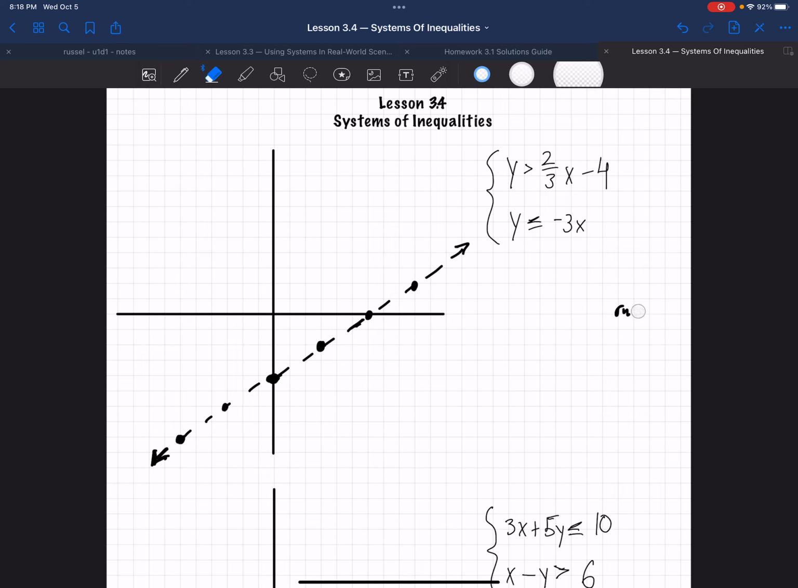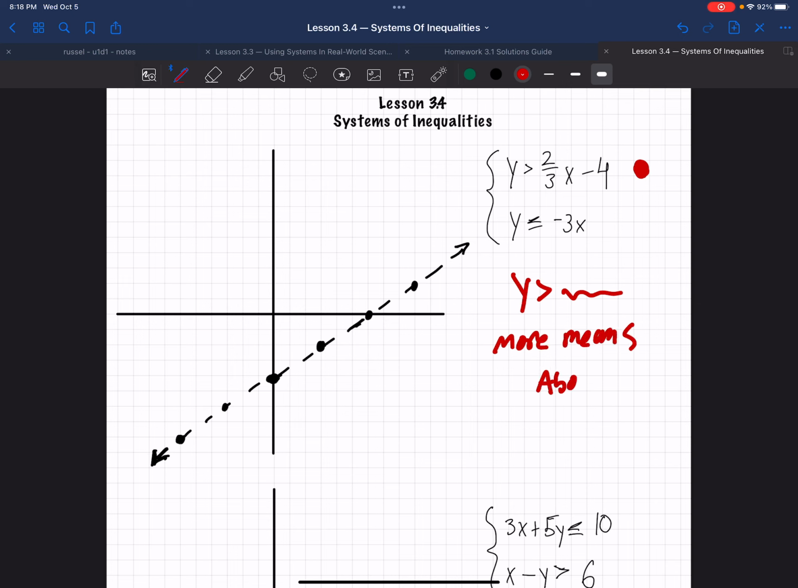But I want to shade this inequality. So I'm going to switch colors here. Let's use red. We'll use red for that inequality right there. For y to be greater than something, well, y is a vertical thing, right? Up and down. So if it's more than something, vertically, that means it's above, right? More means above. So it's taller, right? It's above.